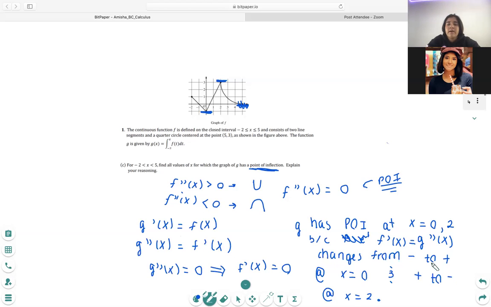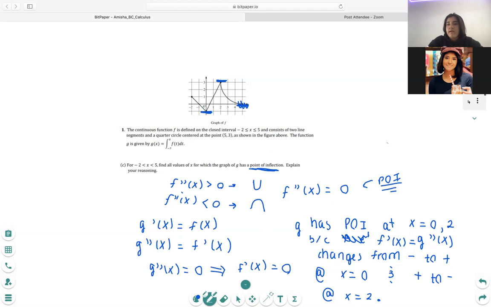And you might be wondering why I'm saying negative to positive instead of decreasing to increasing. Well, we are looking at f prime of x, and the sign of f prime tells us if f is increasing or decreasing. So if f is decreasing here, that means that f prime must be negative. And if f is increasing here, that means f prime is positive. And that is the same thing I did here.